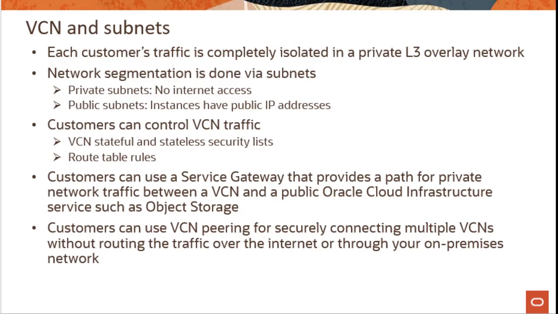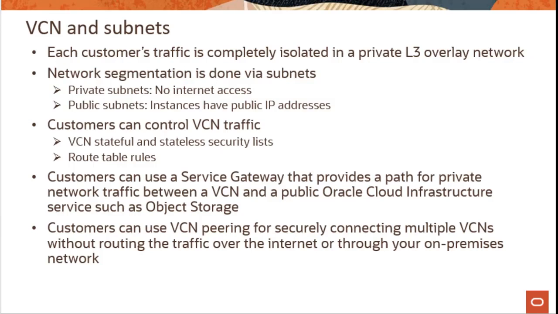Public subnets that are used for instances that require public IP address and access to the internet. And then we have private subnet for instances that do not require any internet access or should not have any public IP address. So now instances can be deployed in two different types of subnets.